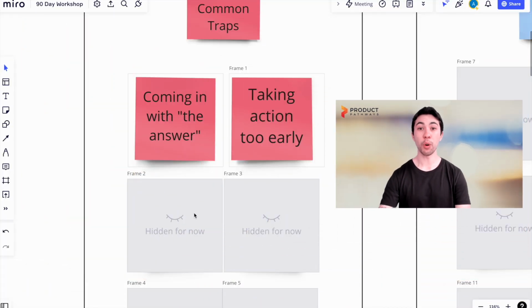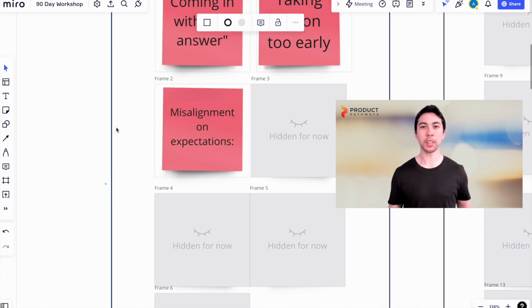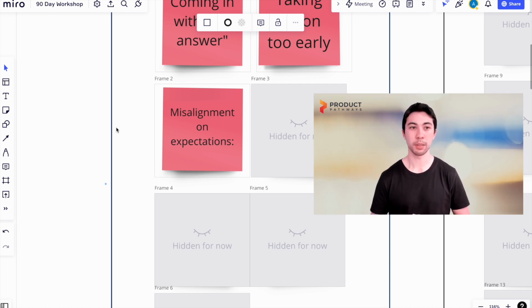The next one to avoid is misalignment on expectations. This is something I observe frequently with people starting new roles. They don't spend enough time creating alignment around their expectations, and either the expectations are misaligned or they're too high or unrealistic. As a result, we end up not being set up for success in our first 90 days.